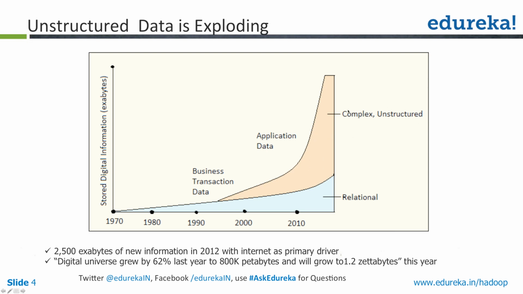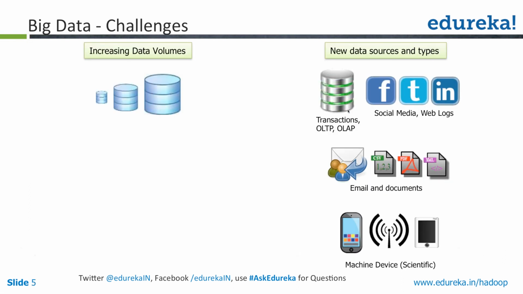Now, what does this complex and unstructured data comprise of? Obviously the data volumes are increasing. The complex or unstructured data comprises all the data which you get from social media, Twitter, Facebook, weblogs, LinkedIn, right? The comments you put in a Facebook post, or the videos which you share, or the kind of pictures you like, right? The emails which you send, that's also complex unstructured data, right?